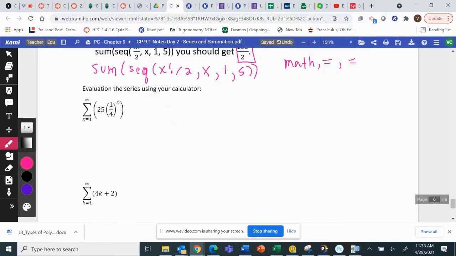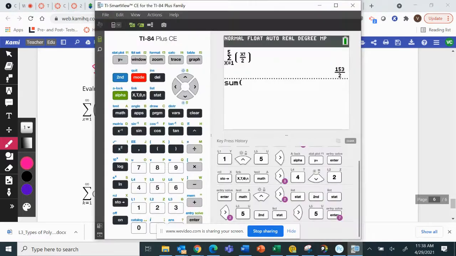So we're going to evaluate these using the calculator. So this next one does have an infinity. So I want everybody to type in everything except for the infinity. We'll go over what to do there.